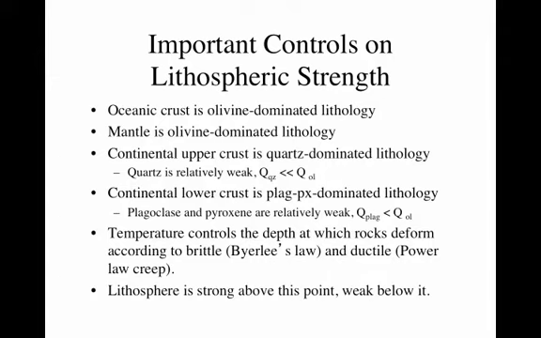So there are some important controls on lithospheric strength. Oceanic crust is olivine dominated, so it's strong to greater depths. The mantle is also olivine dominated. But the continental crust, at least the upper crust, is dominated by quartz, and quartz is relatively weak, much weaker than olivine. The continental lower crust is comprised of plagioclase and pyroxene dominantly, and plagioclase and pyroxene are also relatively weak compared to olivine.